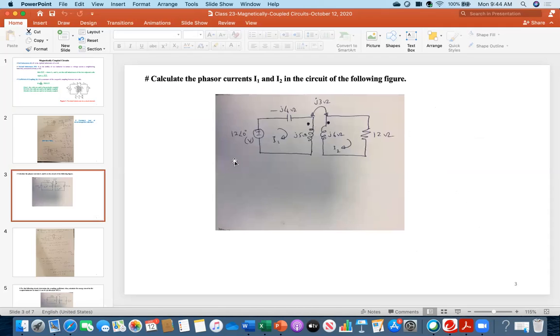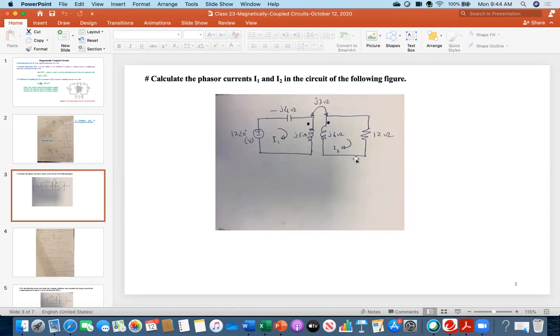Okay, so soon I am taking you to a numerical problem. For example, calculate the phasor currents I1 and I2 in the circuit of the following figure. Can you see, this will be the circuit. On the left side, there is a voltage source given in phasor form. And those are given in phasor form.